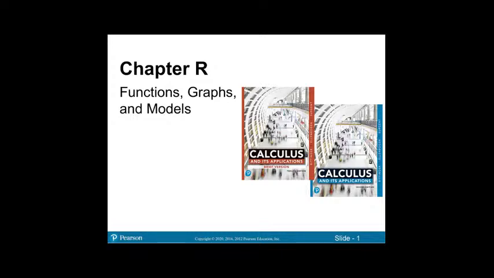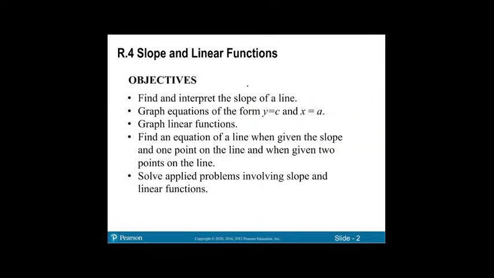All right, these first couple of sections serve as a review. We're going to start with chapter R, functions, graphs, and models, with section R4, slopes and linear functions. Some objectives here are to find and interpret the slope of a line, graph equations of the form y equals c and x equals a, graph linear functions, find an equation of a line when given a slope and one point on the line, and when given two points on the line, and then solve applied problems involving slope and linear functions.